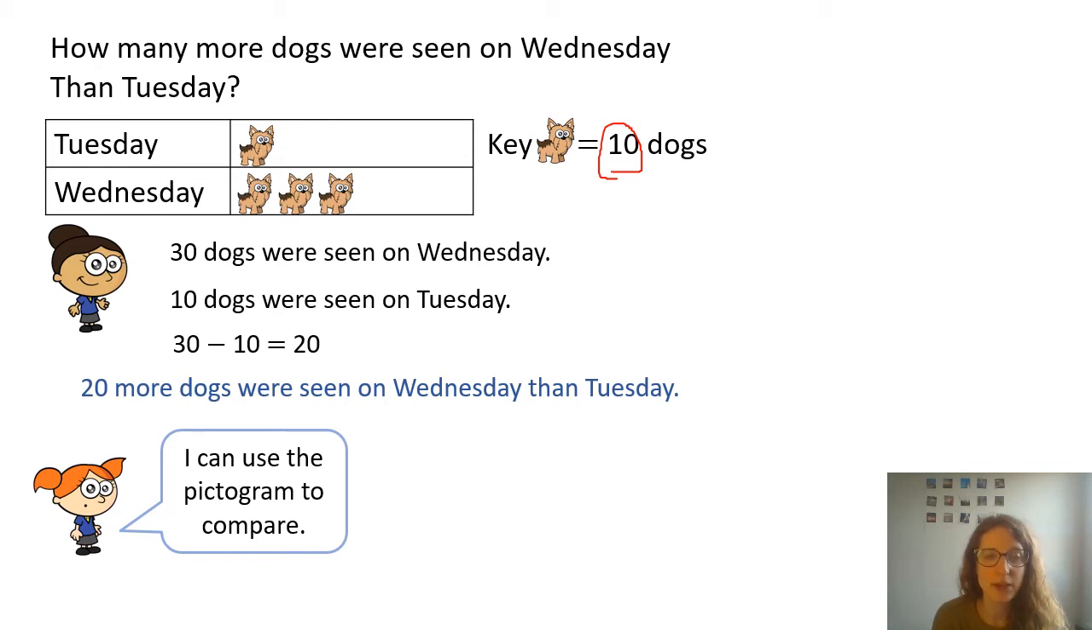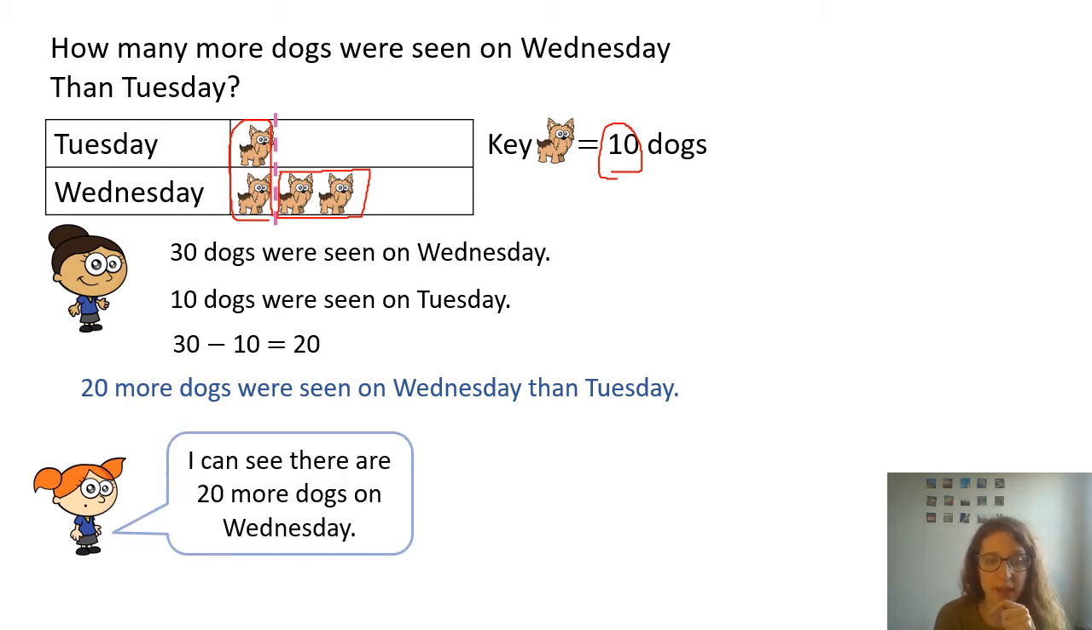Okay, so look at the Tuesday and Wednesday section. We've put a line here so that we can see these two, they're the same value, aren't they? So we don't need to worry about those. We're looking at how many more. So we just want to look at these ones that are extra. Okay, so straight away we can see there are two pictures of dogs. Two pictures of dogs is worth 20. So we didn't need to do a subtraction. We could do it just by looking. Okay.